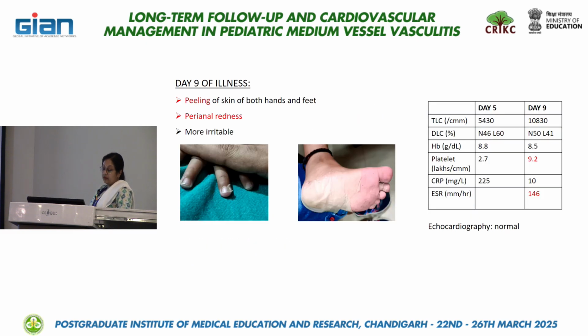On day 9 of illness, the next day, the child developed sheet-like peeling from the feet and the periungual region. Perianal redness was also there and the child was very irritable. Repeat investigation showed increasing platelets and ESR was 142. So a diagnosis of incomplete Kawasaki disease was made. The child was started on intravenous immunoglobulin 2 gram per kg over 10 hours and aspirin 5 milligram per kg per day. Antibiotics were stopped at this point.